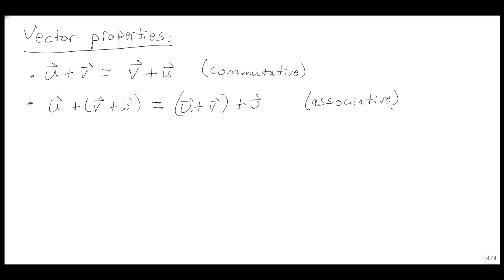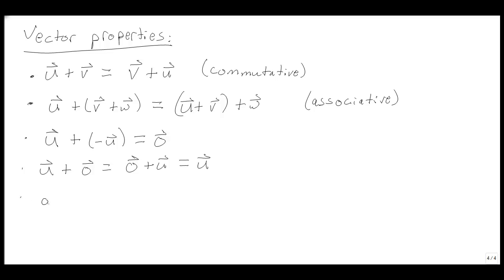Then there's a whole bunch of other properties we'll get. Some of these have names, but I'm not going to worry about them in this context. If I do u plus negative u, this is really u minus u, what I always get is a zero vector. Another one: if I do u plus a zero vector, this is the same thing as a zero vector plus u by commutativity, but both times I get u. So if I take u and add 0 to it, I get u, but not just 0, it's a zero vector because u is a vector.